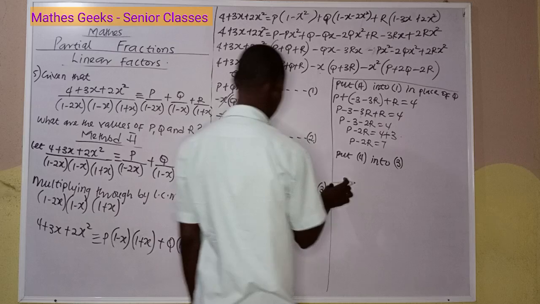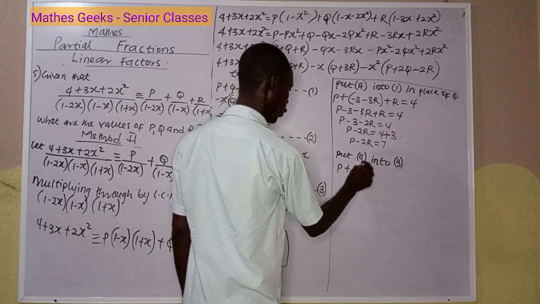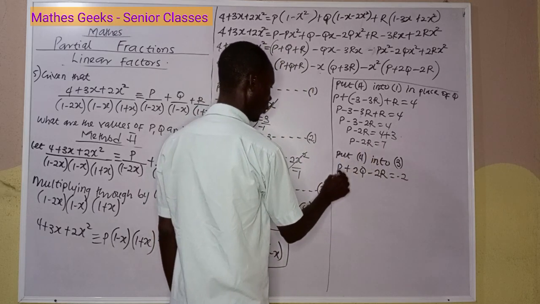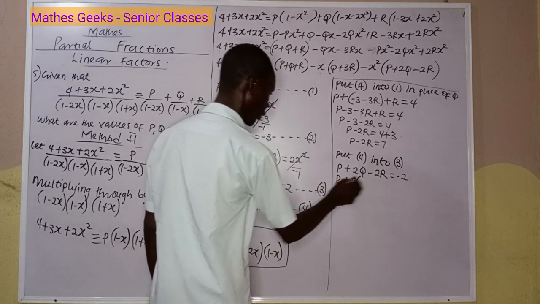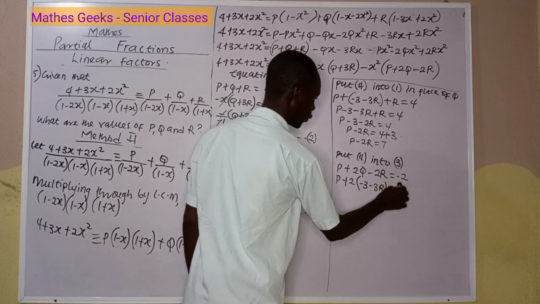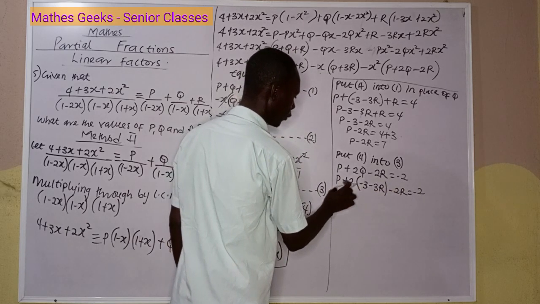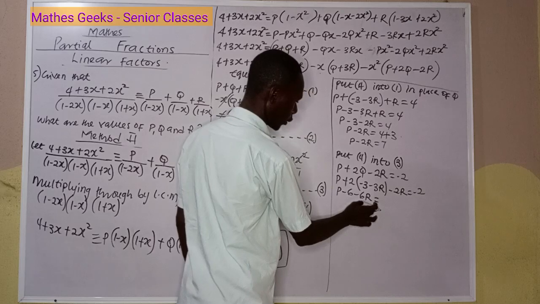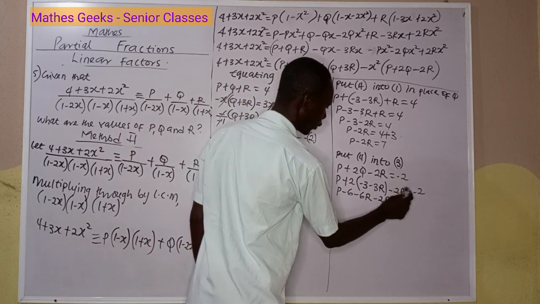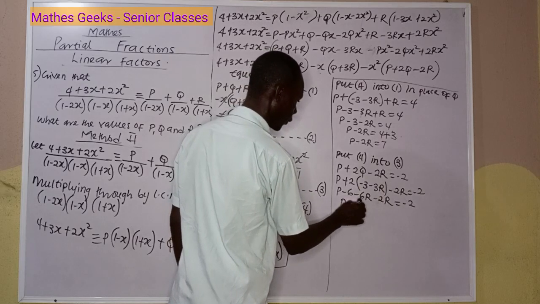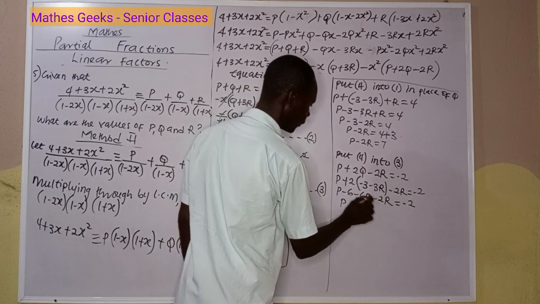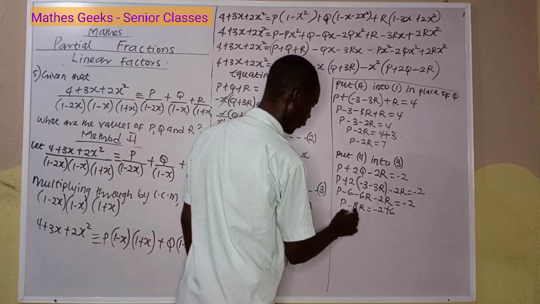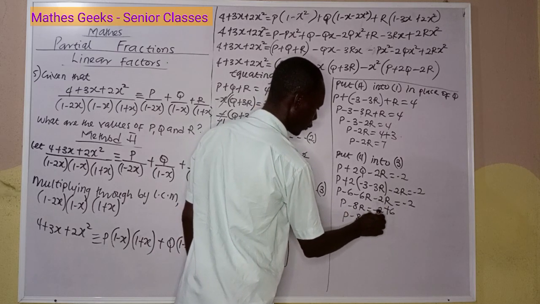So I'm going to put equation 4 into equation 3. In equation 3 we have p plus 2q minus 2r equals minus 2. In place of q we are going to put equation 4. So p plus 2 times minus 3r minus 2r equals minus 2. So p plus 2 times minus 3r gives us minus 6r, so minus 6r minus 2r equals minus 2. So let's collect items. P, minus 6r minus 2r gives us minus 8r. Then this minus 6 will cross over to give us minus 2 plus 6. So this is also my p minus 8r equals 4.